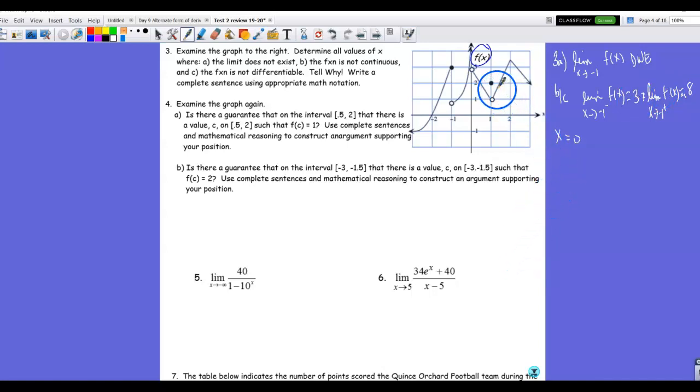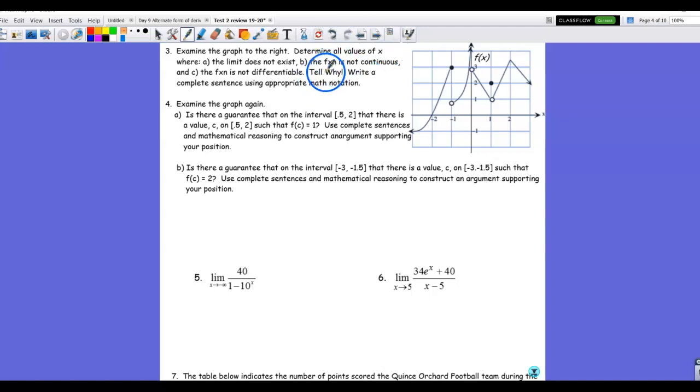Everywhere else the limit does exist. Remember that because the left and the right limits are agreeing with each other at x equal to 1, the limit does exist, and we were looking for places where the limit does not exist. All right, let's go on to 3b. So I'm going to clear those annotations, and I'm going to go to 3b.